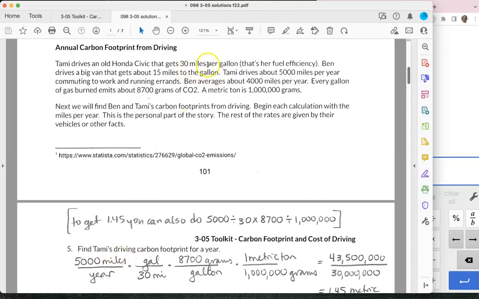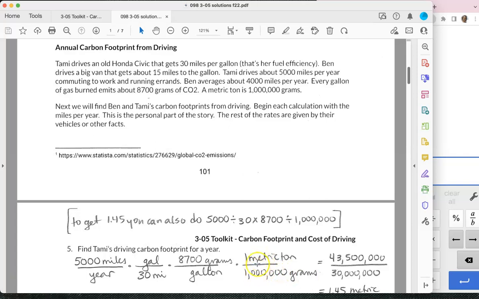Tammy's car gets 30 miles per gallon. Miles goes on bottom so that it can cancel with this. So 30 miles and 1 gallon on the top. The next fact is that there are 8,700 grams per gallon. That's that fact about burning gas. And the final fact is 1 metric ton over 1,000,000 grams.